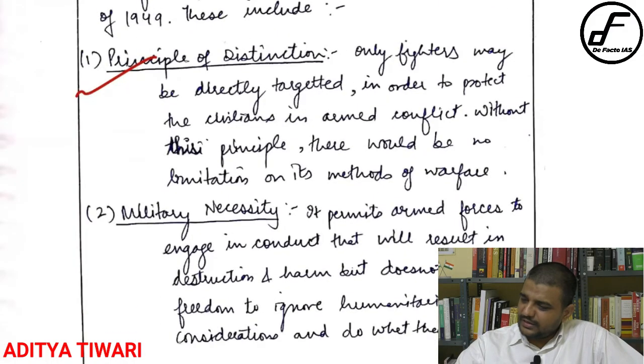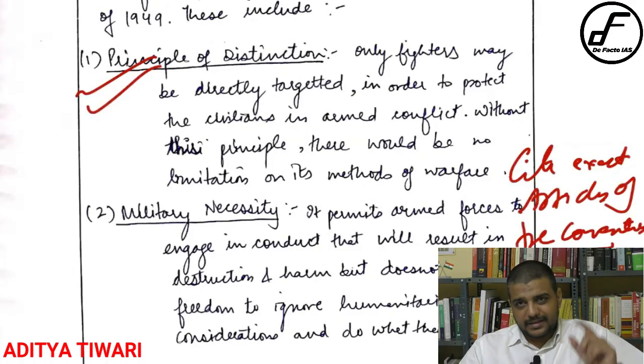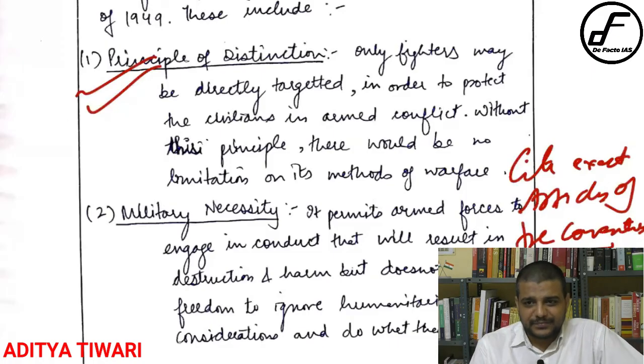Now, only one thing that I thought is there: cite exact articles of the convention. This convention, this article talks about this principle. This convention, this article talks about this principle. That will make your answer much better. And if someone is going to give you, suppose, 6 marks, he will give 7 marks. So that is the only thing that is actually missing.